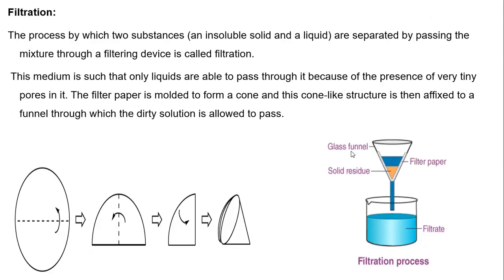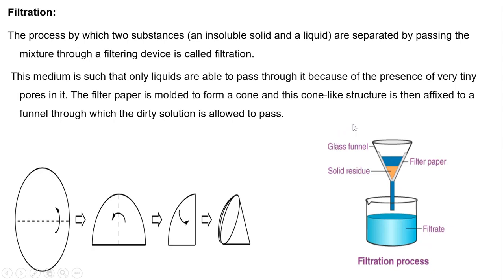Next is filtration, the process by which two substances, an insoluble solid and a liquid, that means the solid must be insoluble in the liquid, are separated by passing the mixture through a filtering device. So for this we require a filtering device. Here this is a filter paper. How to use this filter paper? We need to fold this filter paper in this way and make a cone shape. And now this cone-shaped filter paper we need to insert inside this funnel.